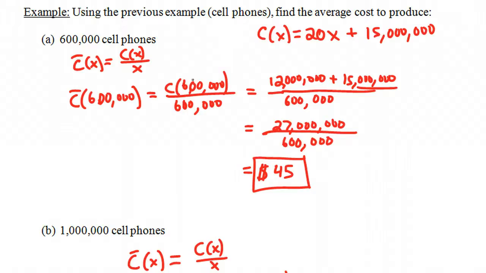In fact, the more cell phones you produce, your average costs are going to keep going down. Now, they will never go below $20. If you produce 10 million cell phones or 100 million cell phones, your cost is going to keep getting down closer and closer to $20. The cost to produce an additional cell phone is $20, so your average cost will always be at least $20.